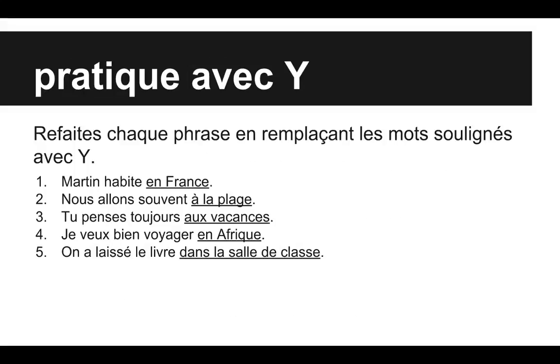Okay, here's some practice. Each of these sentences has a place expression. You can take those then and replace them with y. So try and figure out how that would look. Remember that the y comes before the verb, and then the next slide will show you all the answers.